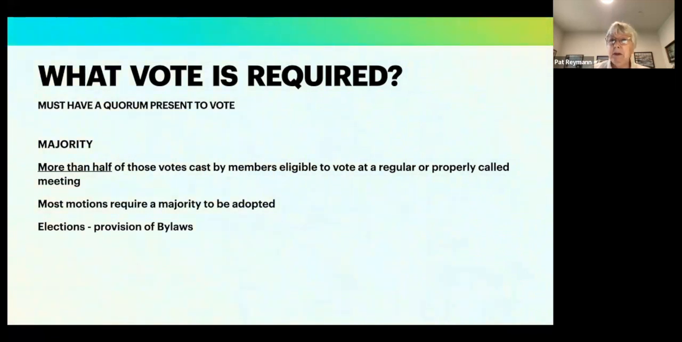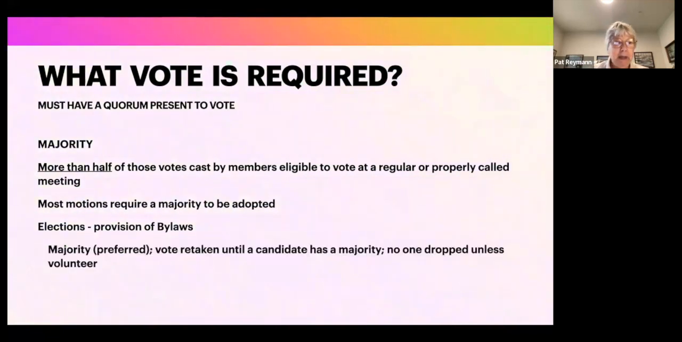Now, elections are special cases, and there'll be a provision in the bylaws, or at least there should be, to determine what vote is required for that. The majority is preferred by Roberts because you want to have as many people, or at least the majority of the people, be behind the person who is going to be your leader. So majority is preferred. But if you don't get a majority on that first ballot, the vote would be retaken until one of the candidates does have a majority.